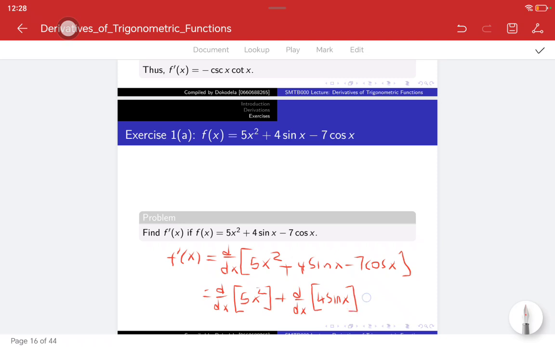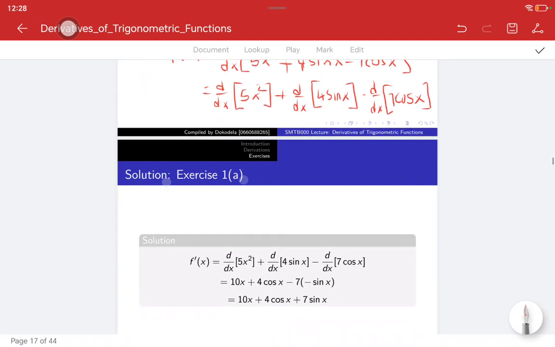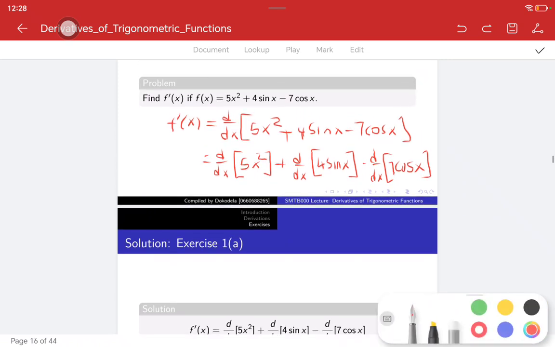sine x minus d over dx of 7 cos x. So if we check here, this is what we did, right? Now this is the second step there, which I showed. Now if you check, if I derive 5x squared, I'm going to get 10x. If I derive 4 sine x, I will keep 4 as a constant, derive the sine, I get positive cos. Then I keep the 7 here as a constant, I derive a cos, I get negative sine. Then at the end, this is the solution. So this would just be that simple.